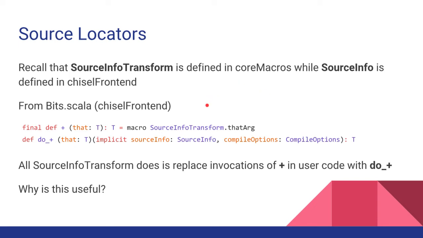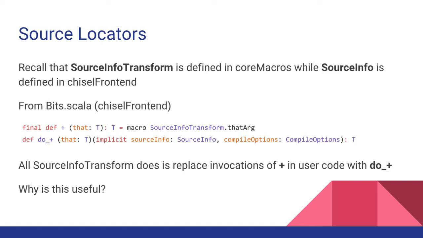What that is, the SourceInfoTransform that's defined in core macros, as it says up here, has a thing called that arg. And what it does is everywhere in your source code that you see a plus, where you are calling this function, it rewrites your code to say do_+, the same thing that you were adding, and then it adds two implicit arguments. These implicit arguments are the source info, that source locator that I mentioned, and the compile options.